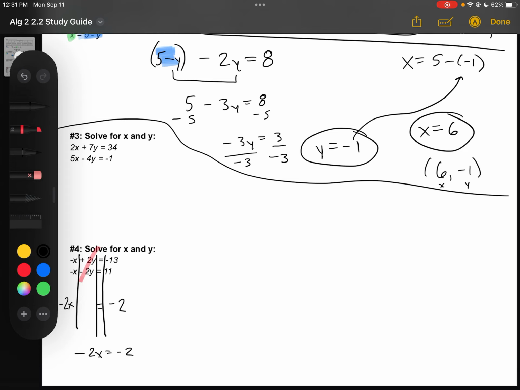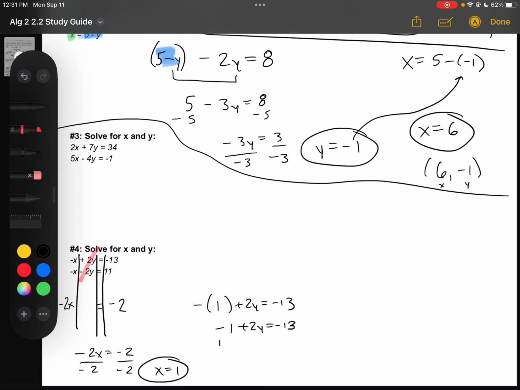So solving this equation now, minus 2x equals negative 2. We can divide both sides by negative 2 and get an answer of x equals positive 1. Just like before, we still need to go back and plug in though. So we can have negative x plus 2y equals negative 13. Plug in that positive one that we just solved for.